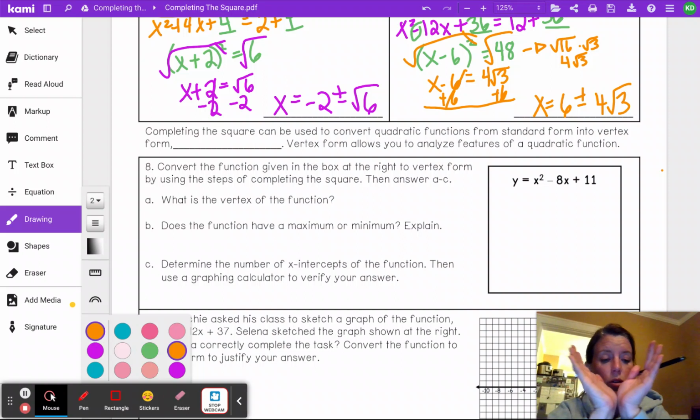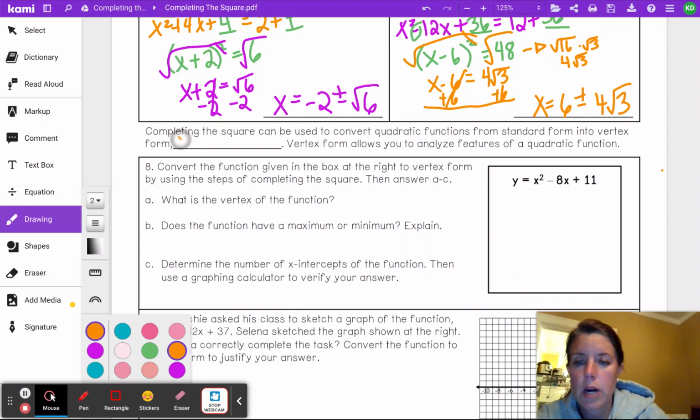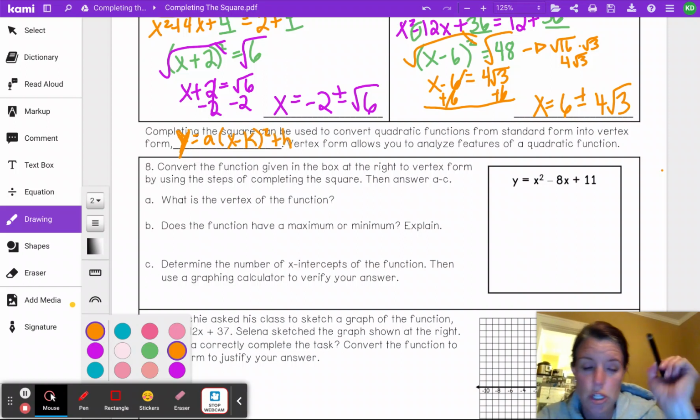So in a vertex, you've got like absolute value on a graph. That vertex is where those two rays meet. Same thing with a parabola. It has a minimum or a maximum. And that's what we're going to look at with vertex form. So vertex form is y equals a times x minus k squared plus h.